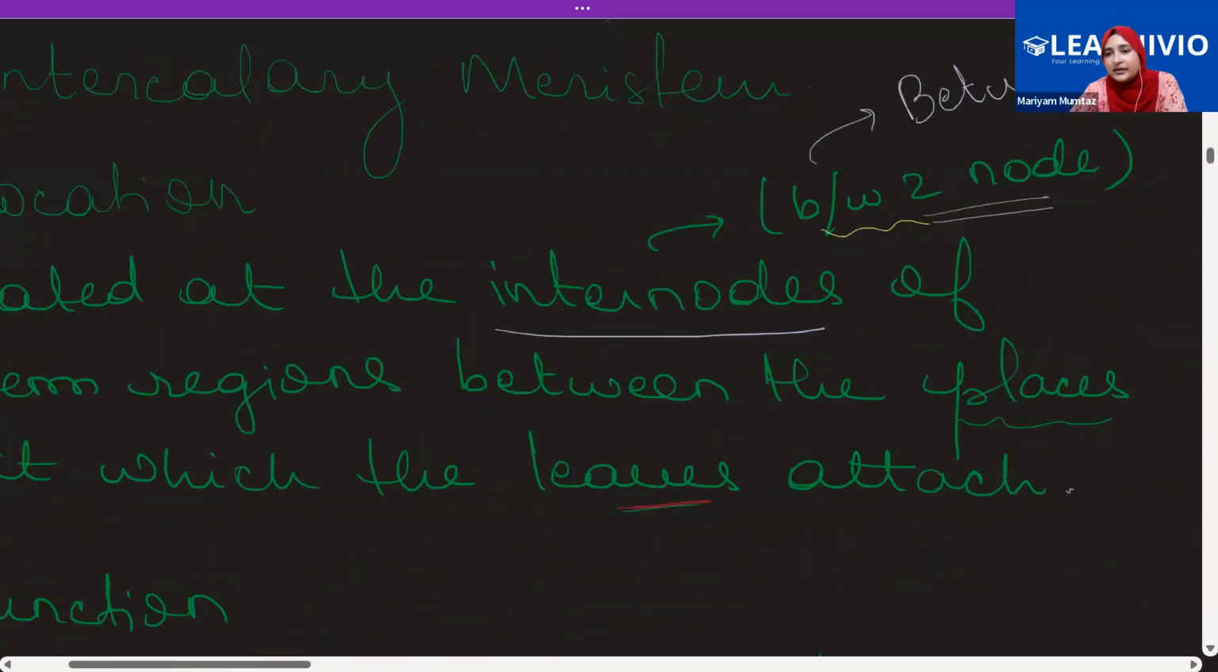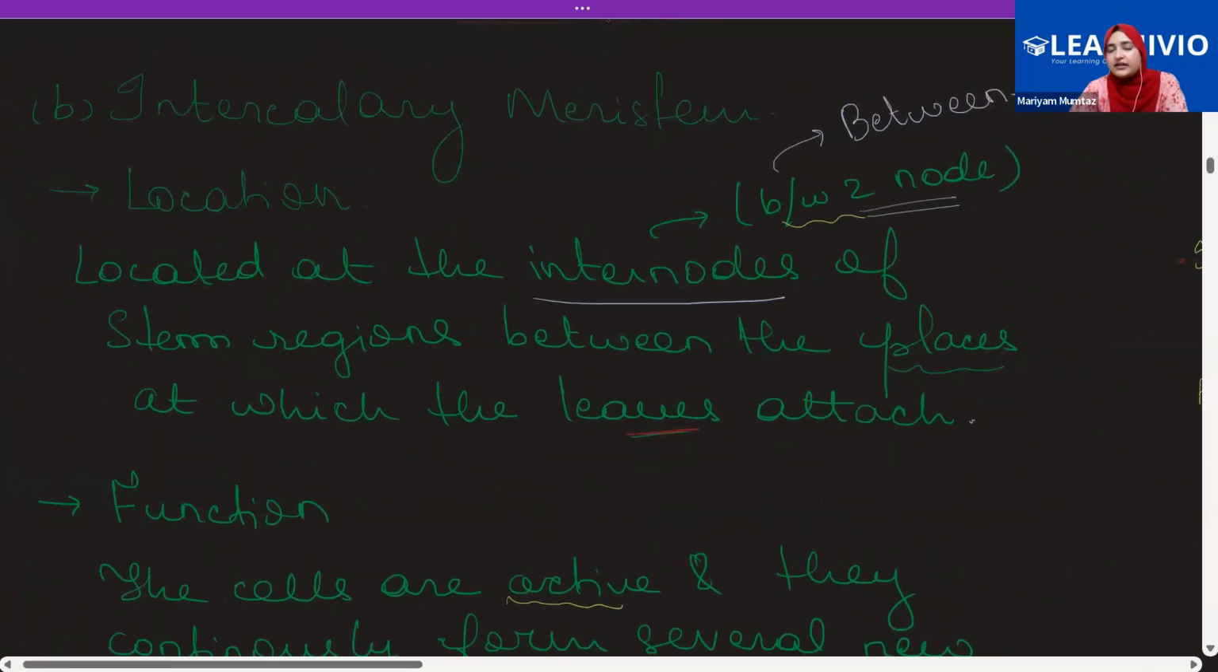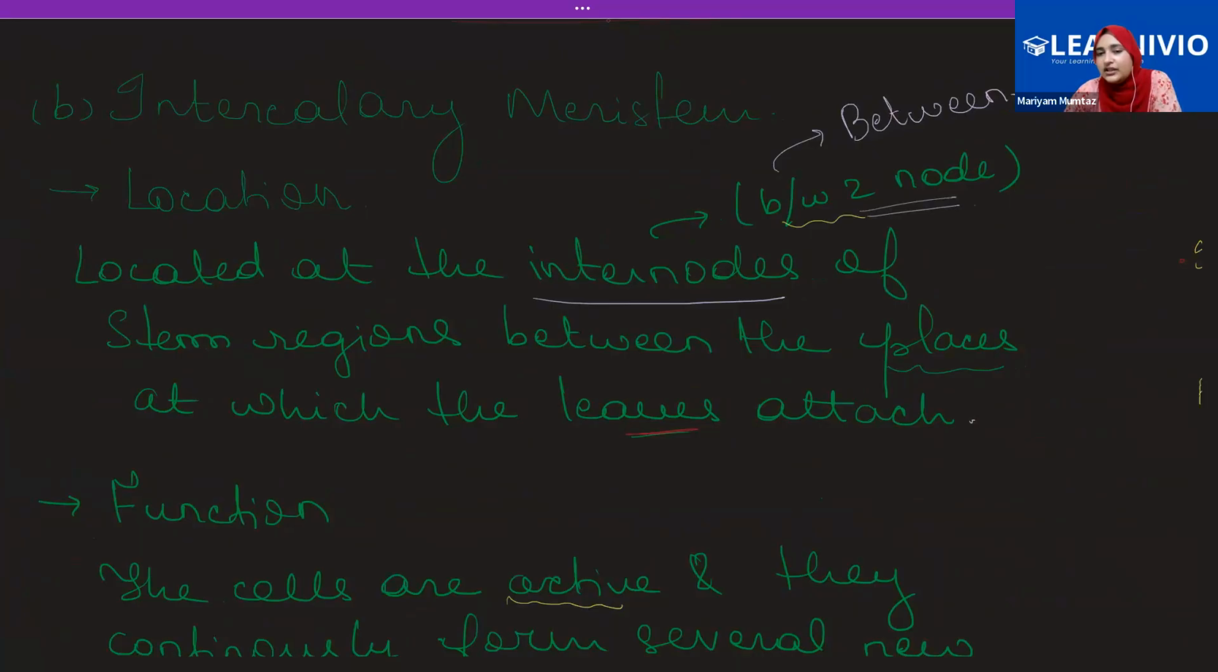So intercalary meristem is the meristem that is located at the internode of the stem region between the places at which the leaves attach. Internode means the place in between the two nodes. Is it clear? Yes, ma'am.